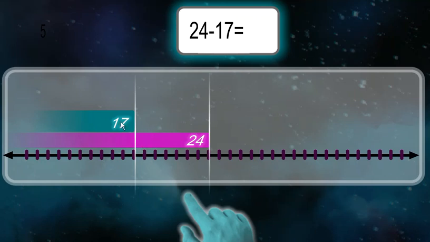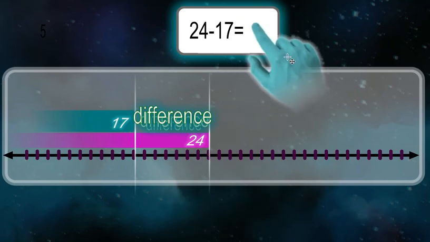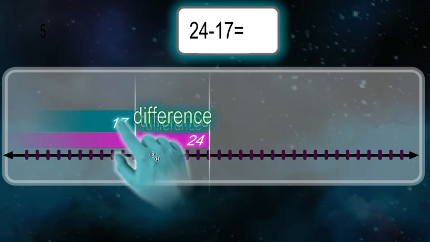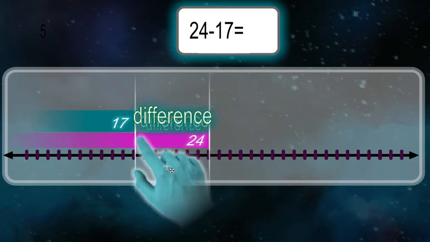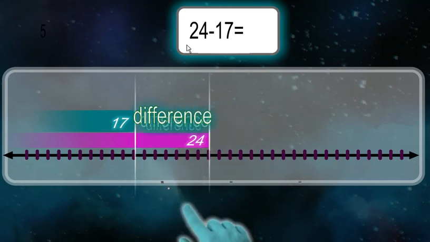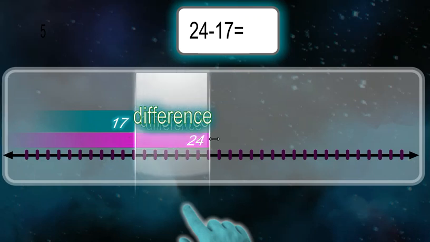Now, straight away I can see that that also constitutes the difference, which will give us the answer to this question here. 24, if you take away 17 from it, you'll find out the difference, which is this amount right here. Right here. That's your difference.